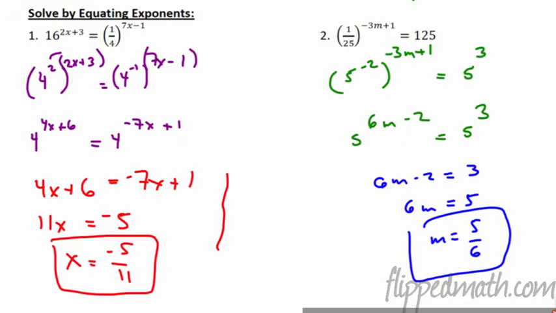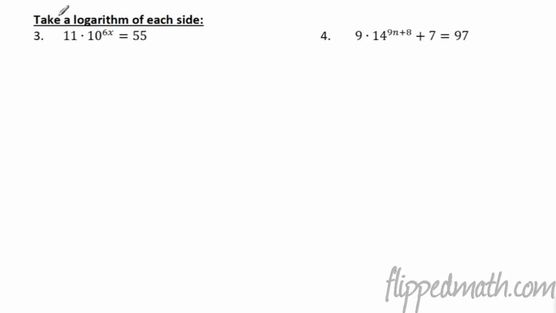Let's go to the next type of problems. We're going to learn how to solve by taking a logarithm of each side. Now, to do this, what we need to do is first find the x. The x is in the exponent, or the variable. I shouldn't say x because here it's an n. But the x or the n, the variable is in the exponent. So we need to isolate this first. This is all by itself. Let's isolate that. So the way we can do that is by dividing by 11 in number 3, both sides. And so that will cancel on the left.